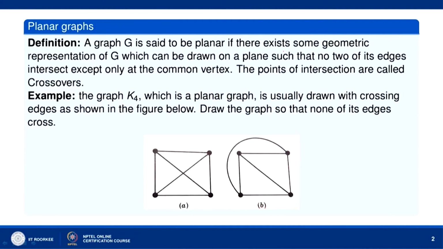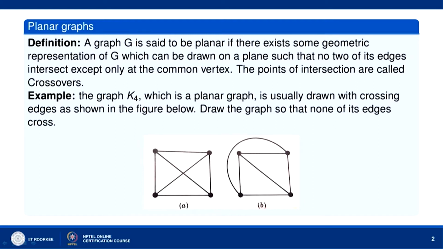Let us define a planar graph. A graph G is called planar if there exists some geometric representation of G which can be drawn on a plane such that no two of its edges intersect except only at the common vertex. The points of intersection are called crossovers.